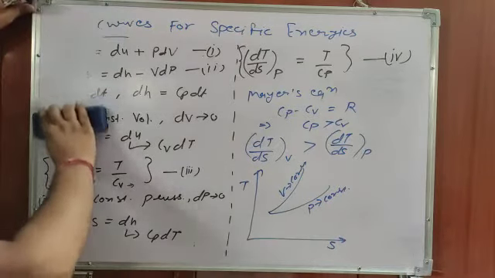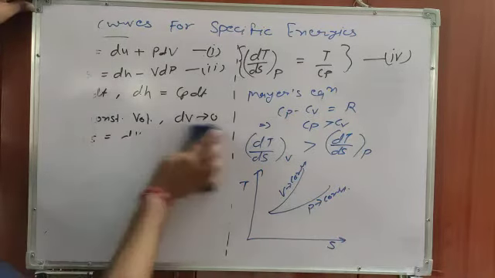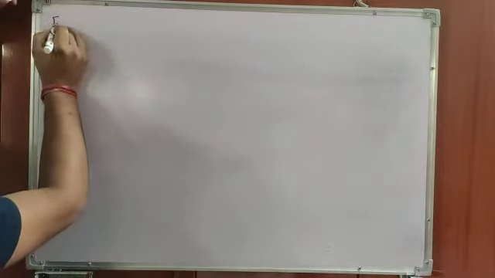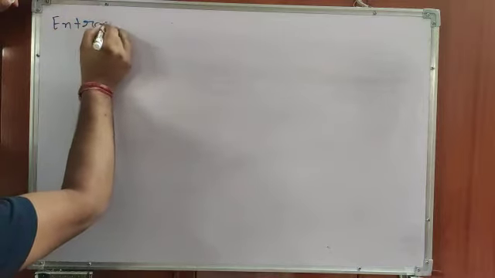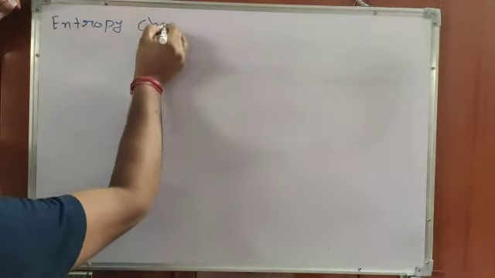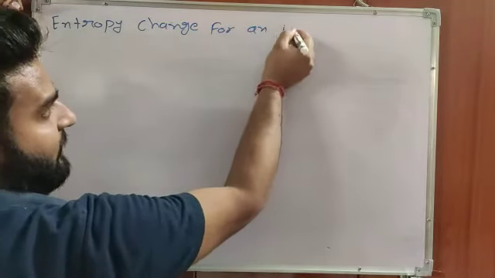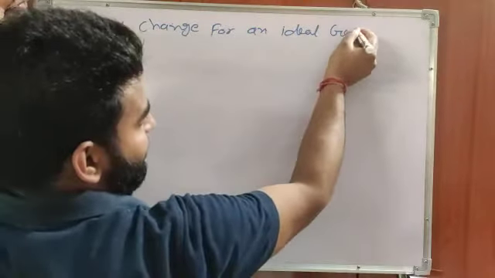Now, the TdS equation has many utilities besides these equations, where we can apply it. Now we are going to study the entropy change for an ideal gas. Entropy change for an ideal gas. What is an ideal gas?